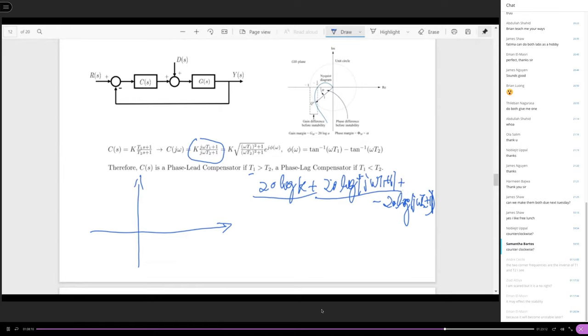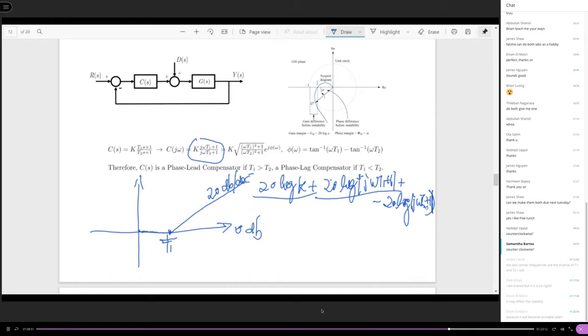This is a standard numerator first order case. We already know how to draw it. We identify the 1 over T1 here, which is the corner frequency. Because this is a numerator, the plot starts at 0 dB, goes up to the corner frequency 1 over T1, and then goes up at 20 dB per decade. This is what we learned from the Bode plot. Very easy, the approximation can be done.